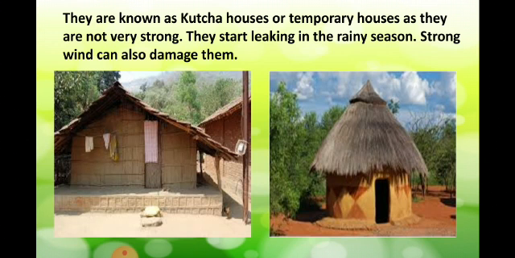They start leaking in the rainy season. Strong wind can also damage them because the material used to build these houses is very light. That is the reason when it rains or when there is a strong wind, huts get damaged. Again they have to rebuild their huts. So that's why these houses are called temporary houses. Temporary means when it gets damaged, again they have to rebuild, right?